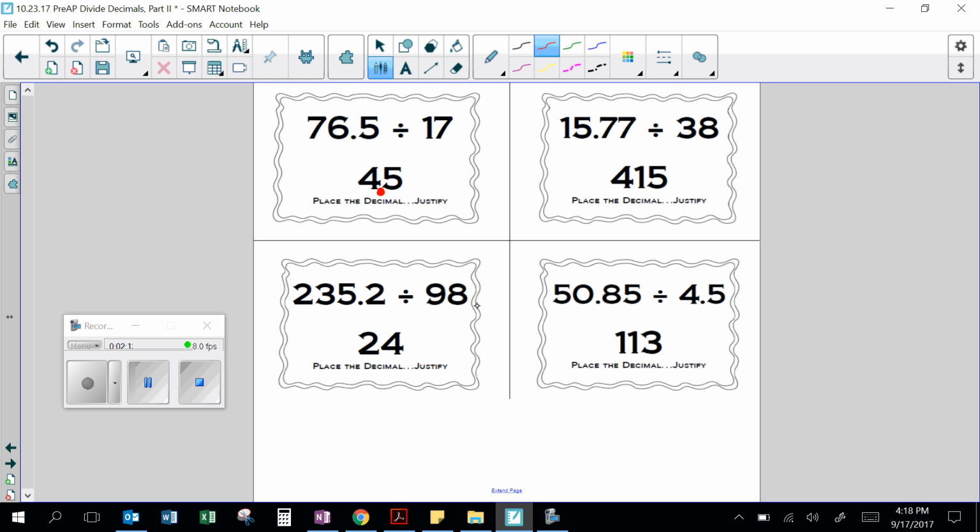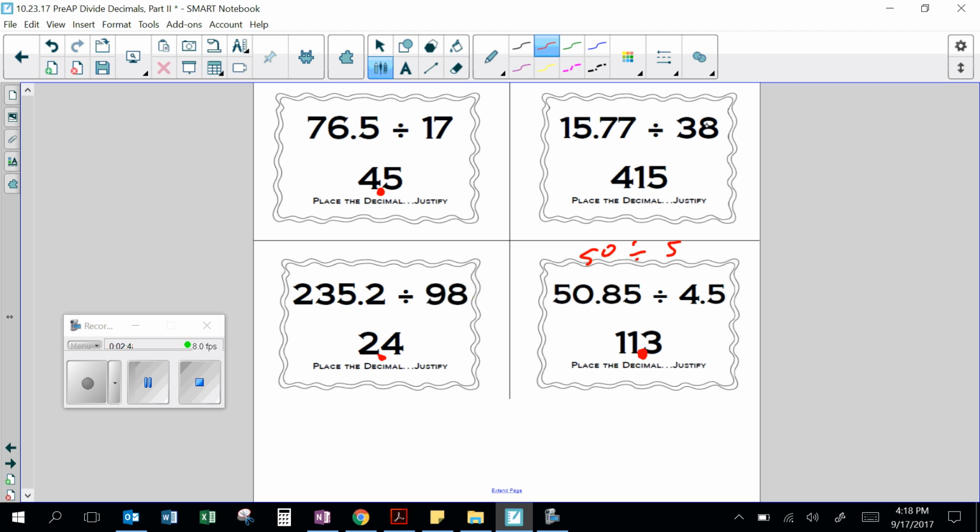How many 98s go into 235 and 2/10? Well, one group of 98 is 198. Two groups of it would be 196. And so it's a little more, so 2 and 4/10. Next one. How many groups of 4.5 go into 50 and 8,500? So, I'm going to round this to 5. I'm going to round this to 50. So 50 divided by 5 is 10. So 11 and 3/10 is close to it.